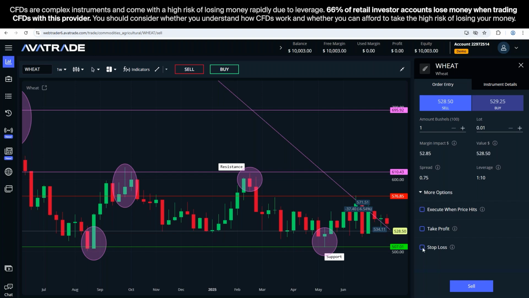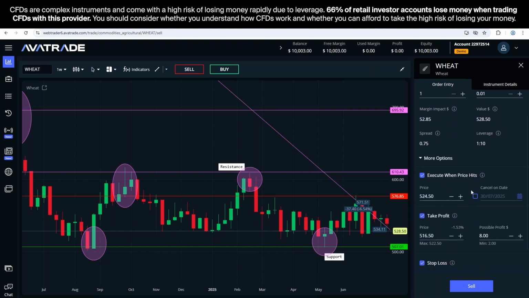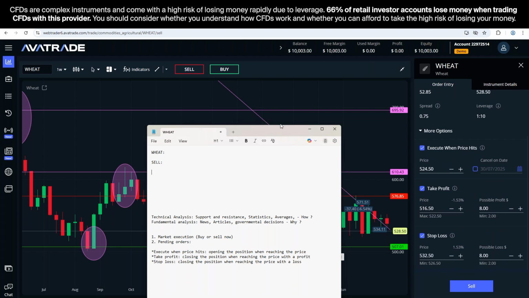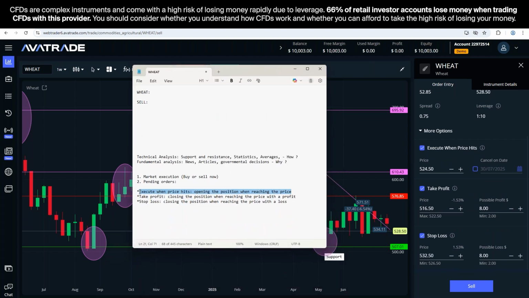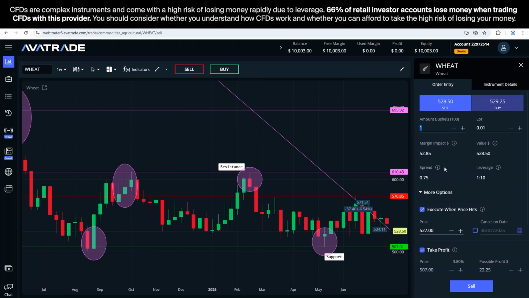So we enable all three of them, execute when price hits, take profit and stop loss. Let's also read what they do. So in here it's written, execute when price hits. Okay, it opens the position automatically reaching the price. So let's suppose that I don't want to sell now. I want to sell at 527. It gets down another $1. And the take profit 507 and the stop loss 576. Okay, great. Now we see, and we are with one unit.